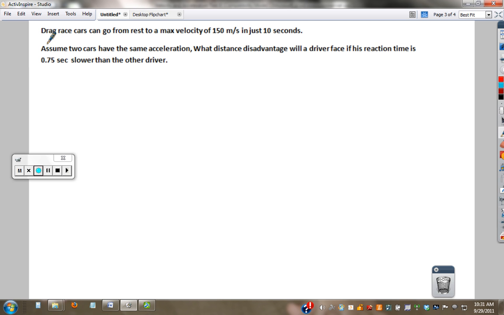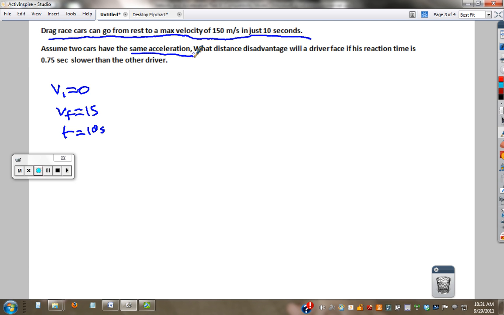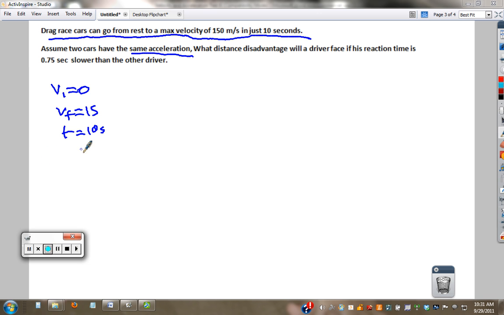So I know a drag race car can go from rest to a max velocity of 150 meters per second in 10 seconds. So rest, v initial equals 0. Max velocity, v final equals 150. Time equals 10 seconds. Assume two cars have the same acceleration. What distance disadvantage will the driver face? So distance is our question.